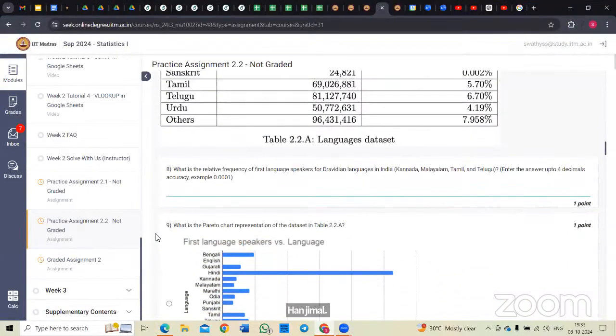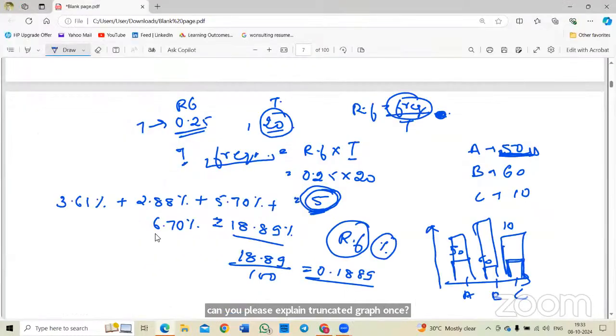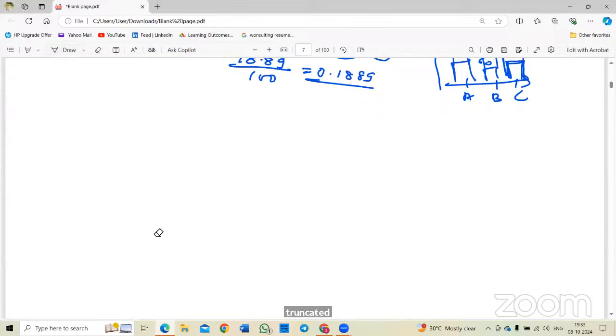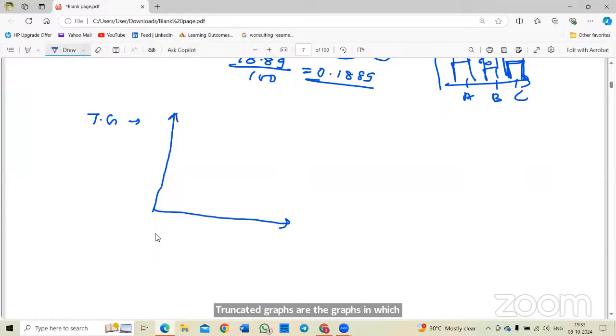Excuse me, ma'am. Can you please explain truncated graph once? What is a truncated graph? Truncated graphs are the graphs in which the values are not starting with 0. Okay, it is starting with any other number.